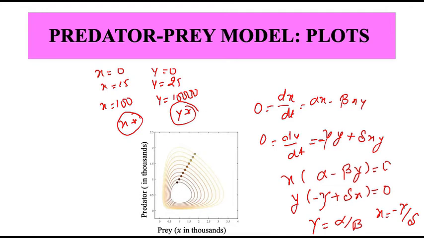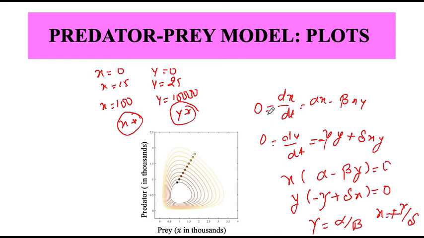When dx by dt goes to 0 and dy by dt goes to 0, x star, if I rearrange, is gamma by delta, plus sign, and y star would be alpha by beta. So if the initial conditions are such that these two things hold, then my population will just be the same throughout. That's what this model tells.